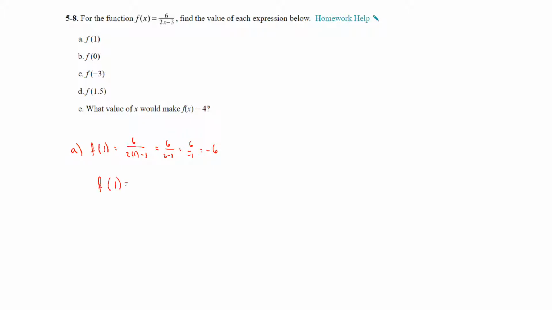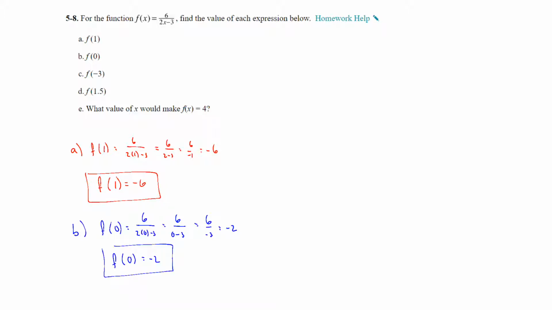I'm going to rewrite this. f of 1 equals negative 6. So when the input is 1, the output is negative 6. On B, we're looking for f of 0. So we're going to do exactly the same thing, but we're going to plug in 0 for x, and that's 6 divided by 0 minus 3, or 6 divided by negative 3, which is negative 2. So f of 0 equals negative 2. When the input is 0, the output is negative 2.